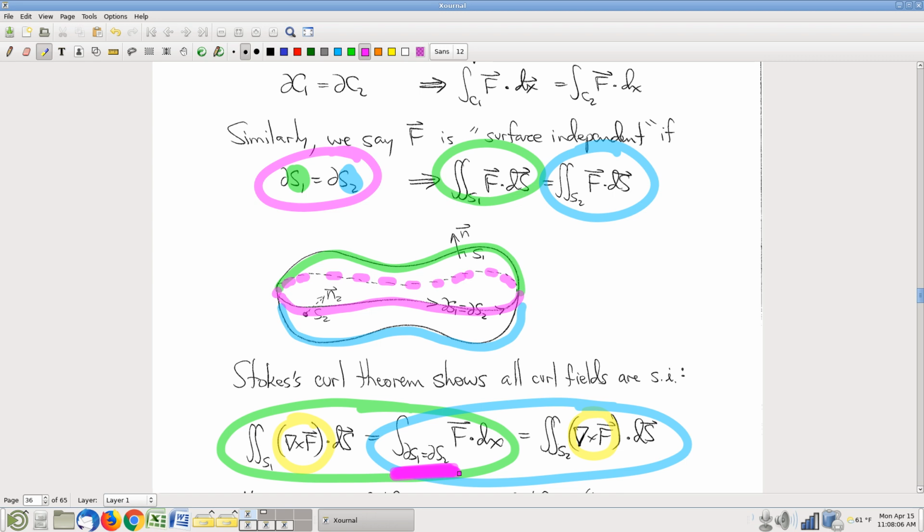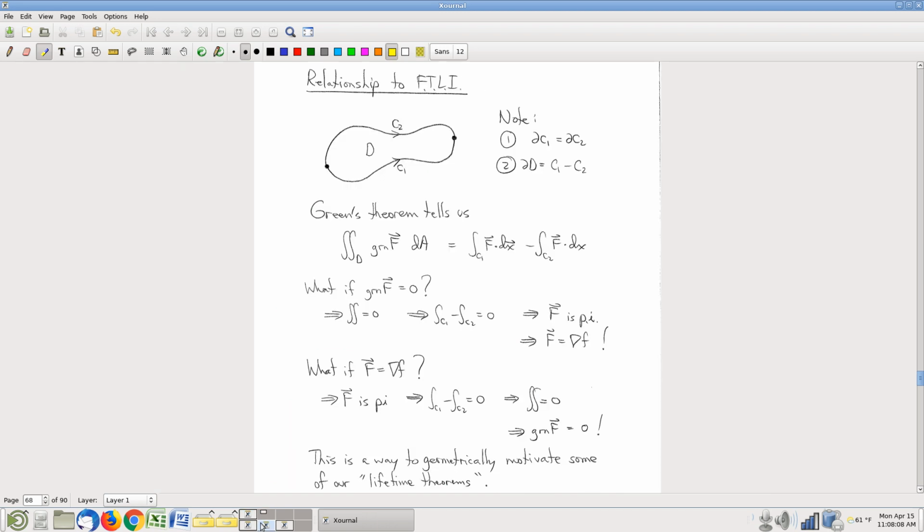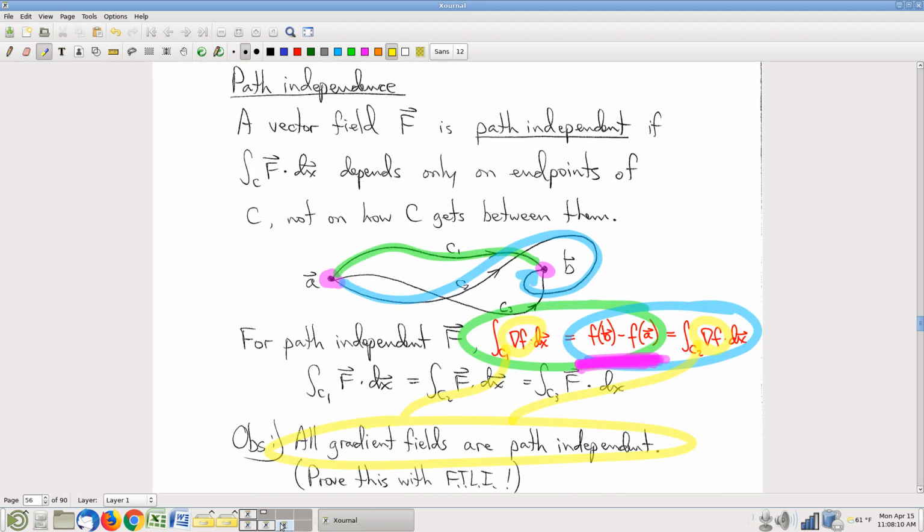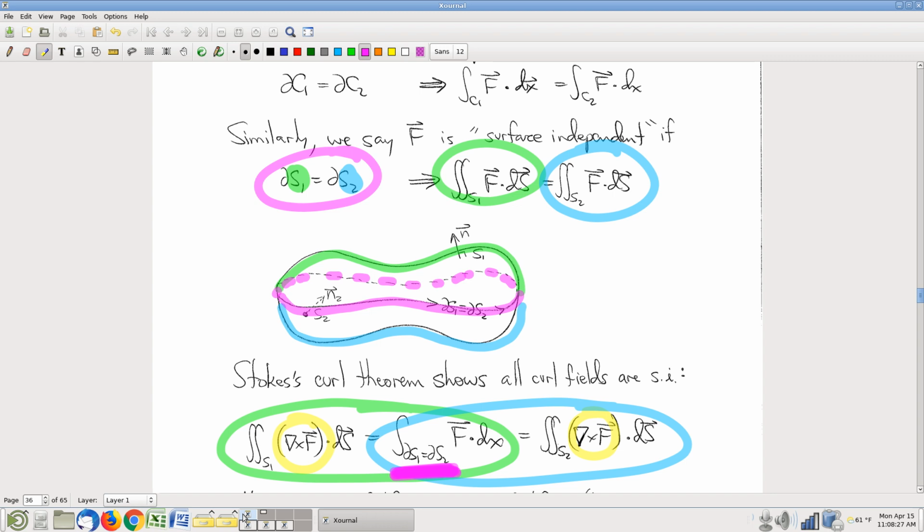Very strong analogy to what we were seeing here, because we were looking at gradients. The fundamental theorem of line integrals tells us that the shared boundary is all that matters. Here, because we're looking at curls, Stokes' curl theorem tells us that the boundary is all that matters.